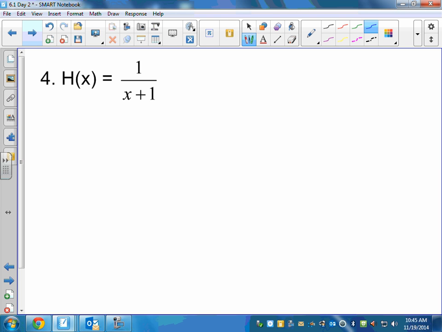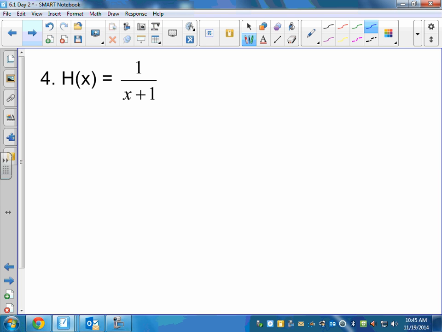This one's maybe a little harder to think about in terms of outside and inside functions. If there's parentheses, or a power on the outside, or a square root, I find it a lot easier; it jumps right out at me. But what about something like this? If I want to think of two functions that when I plug one into the other, I would get this.